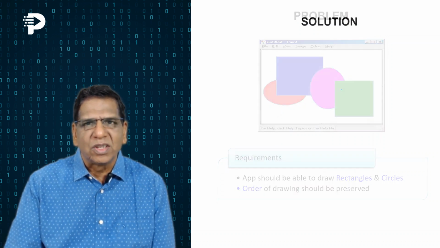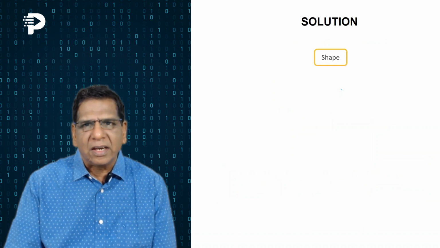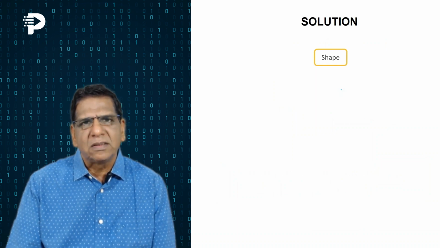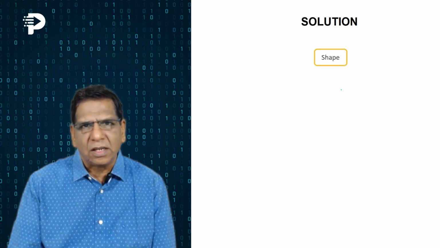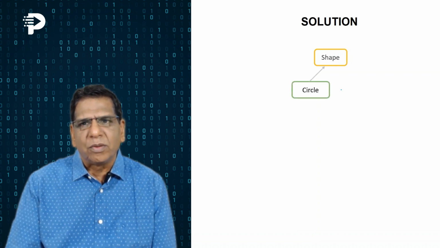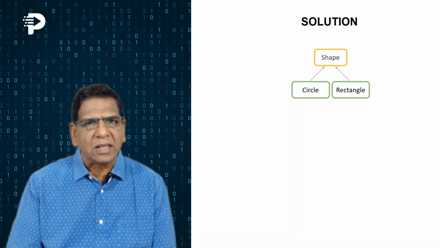So if I am to ensure this, then I can create a shape class which is generic, and then from this shape class I may inherit a new class called circle, and from the same shape class I can also inherit another class called rectangle.